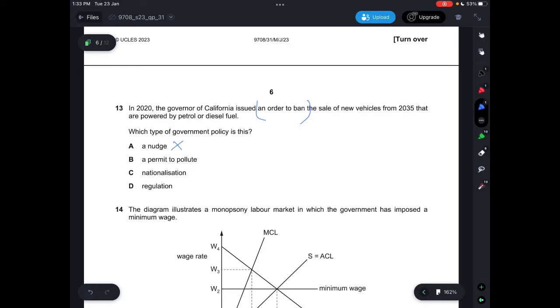If it's a permit to pollute, then the sentence will go something like this: the government of California would issue a permit to people who pay a specific amount to actually use petrol or diesel fuel, which is a requirement. Then that will be a different story. C says nationalization, which basically just means to produce things within the country, but here there is nothing related to that. So it has to be D, regulation.